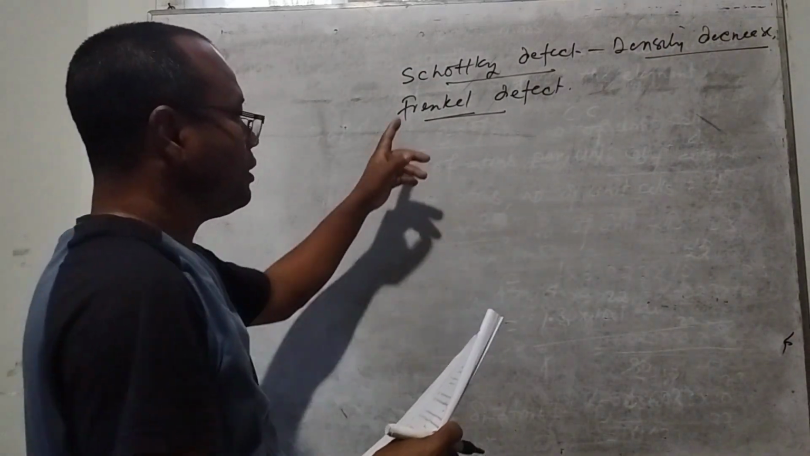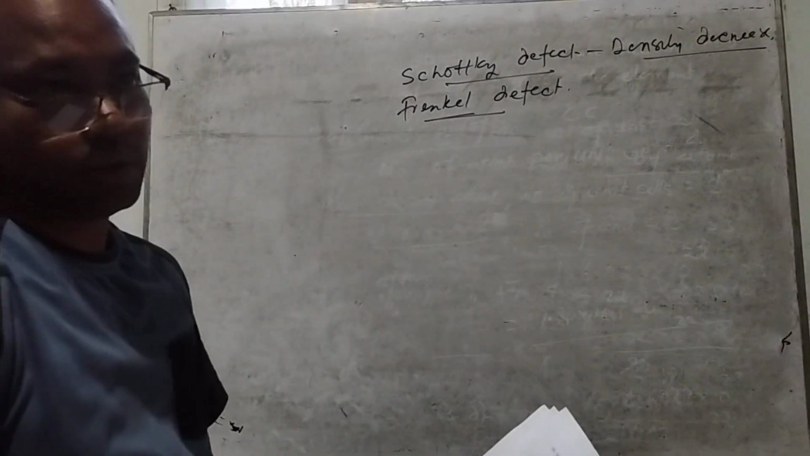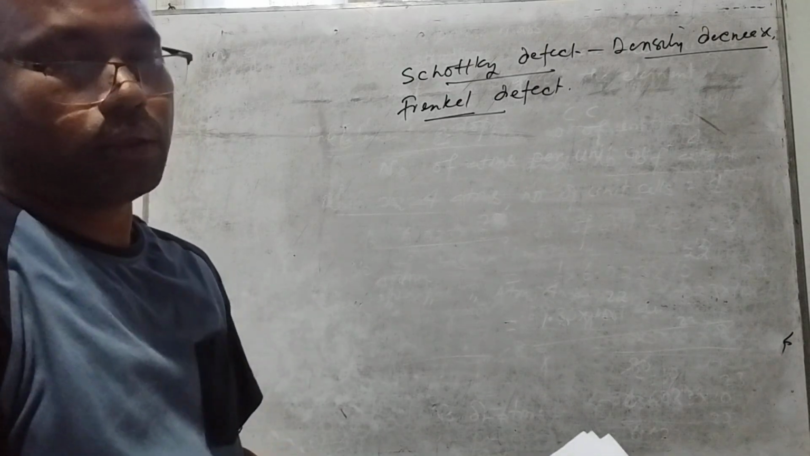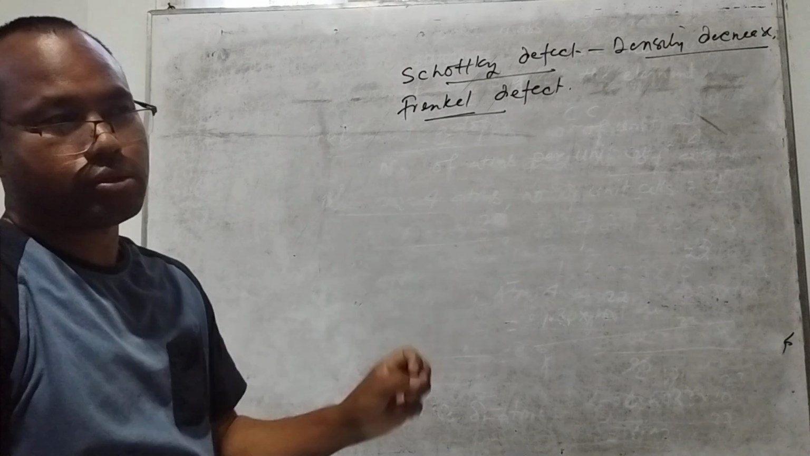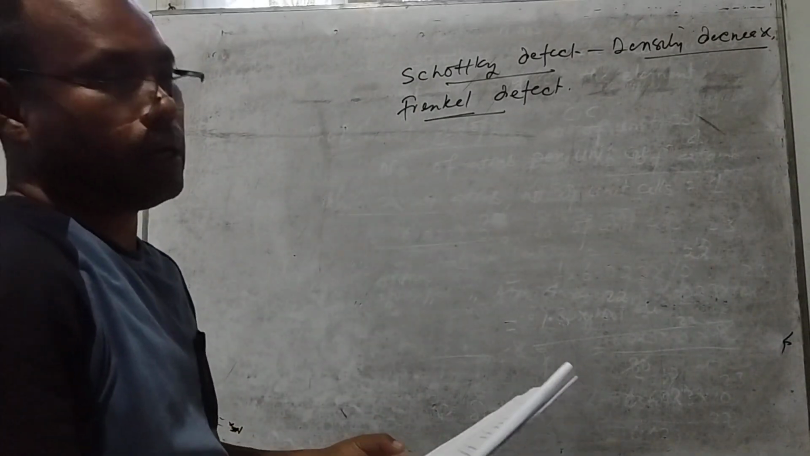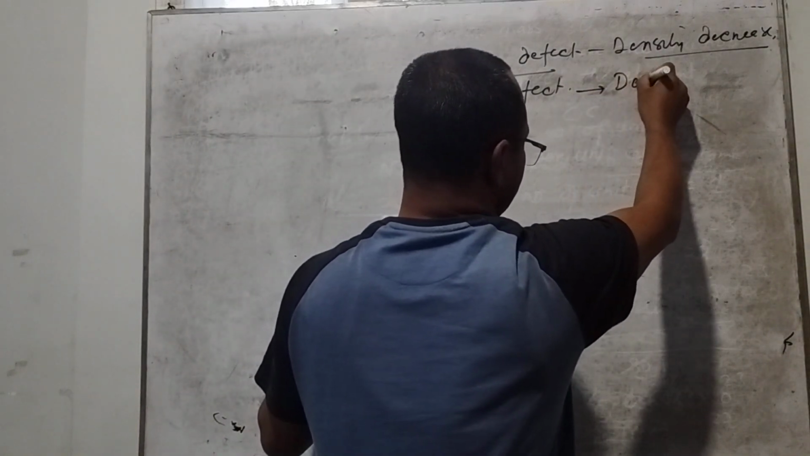Right. In the case of the Frenkel defect, no ion is missing. That ion is normally occupied in the interstitial site. That means the number of ions remains unchanged, the mass remains unchanged, the volume remains unchanged, so density remains unchanged.